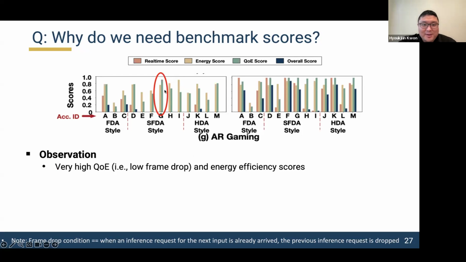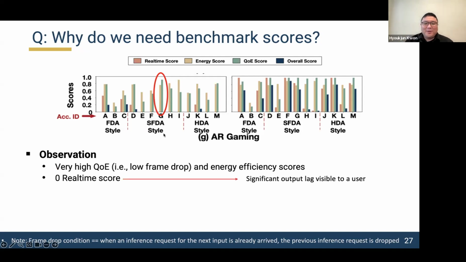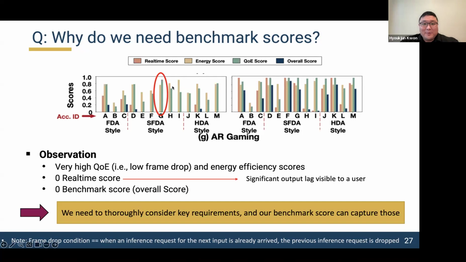In this case, we see a very high QoE score, which means the frame drop rate was very low, and energy efficiency was also quite good. However, it got a 0 real-time score, which implies to the user a significant output lag. This basically means there are significant deadline violations for each frame. So the XR bench comprehensive score became 0 as well. Although energy efficiency and the QoE itself are good, this is a big problem for the user.